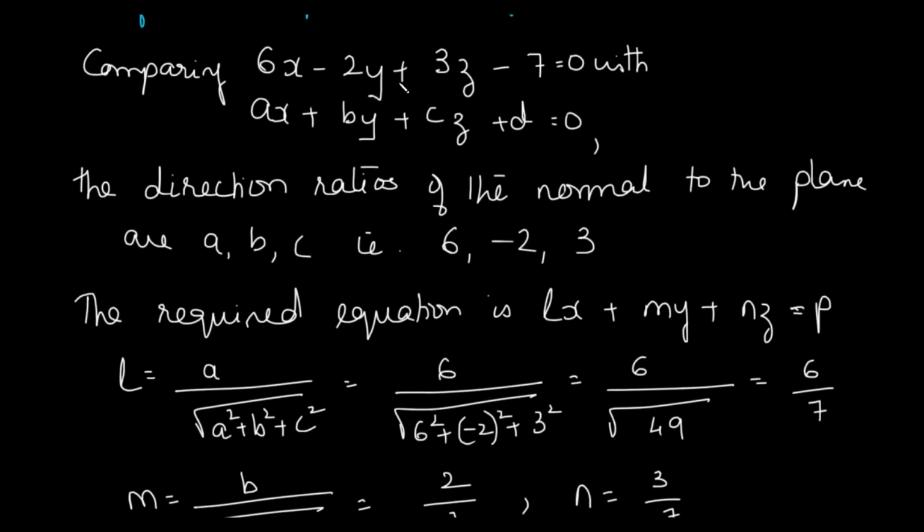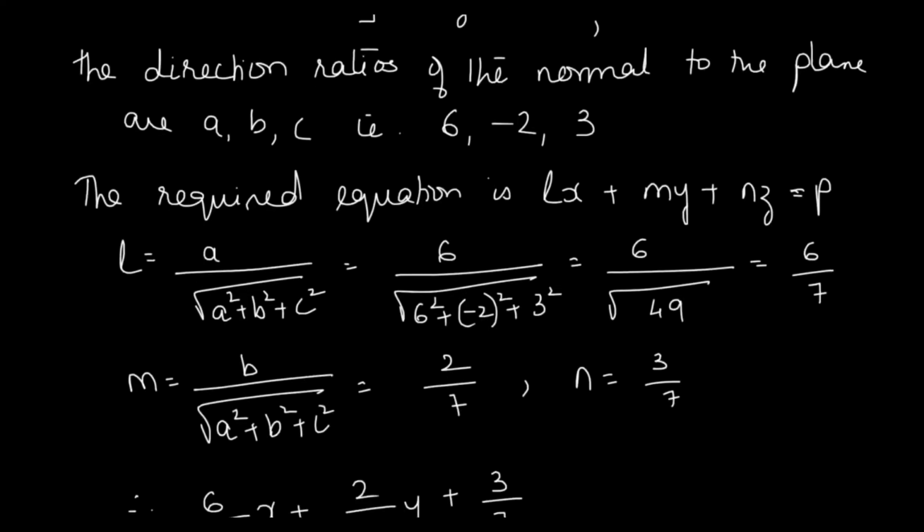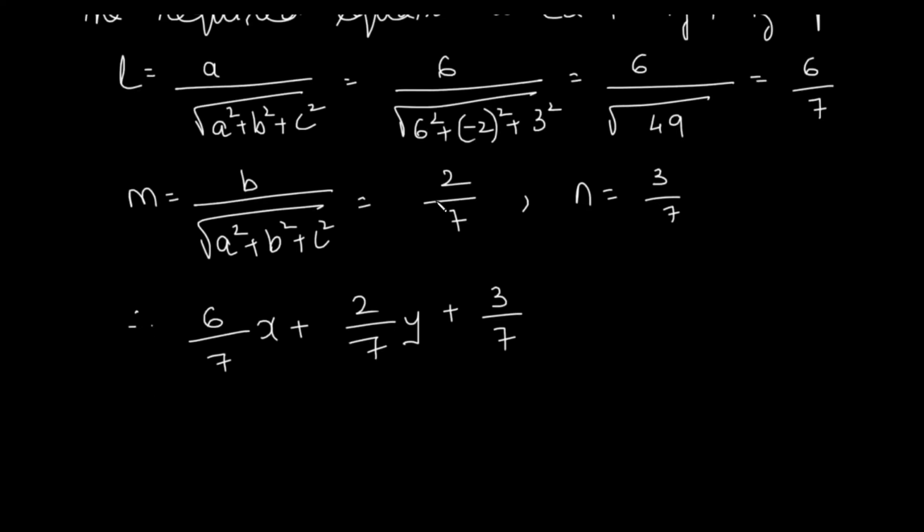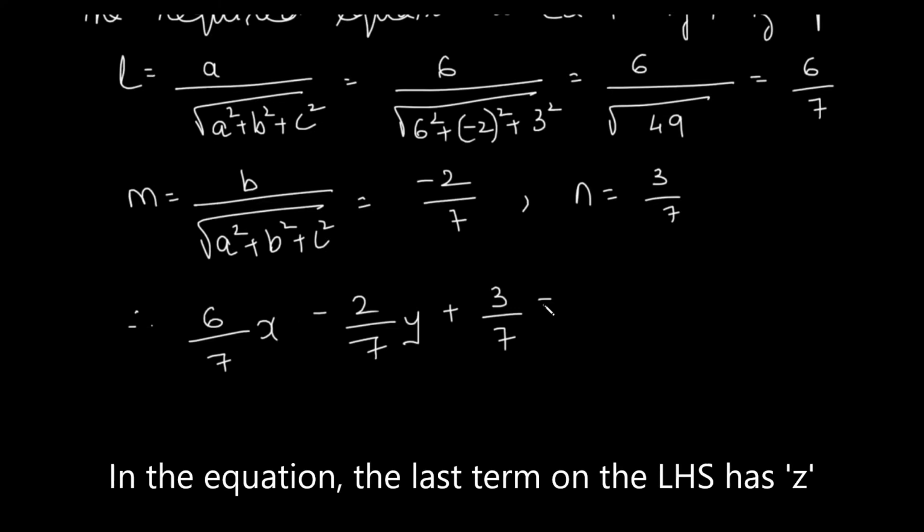6x minus 2y plus 3z minus 7 is equal to 0. Compare it with this equation. There is a minus sign over here, so therefore we put a minus sign. So over here m is actually minus 2 upon 7, so here instead of plus we can put a minus sign. And it is equal to 7.